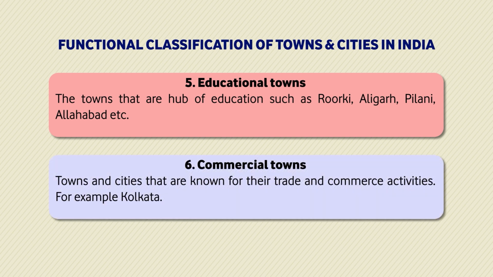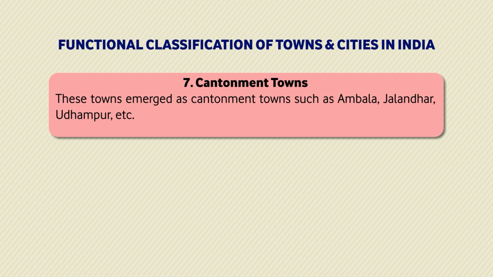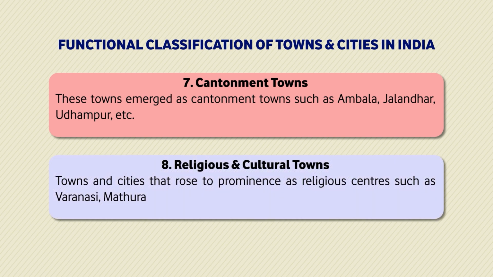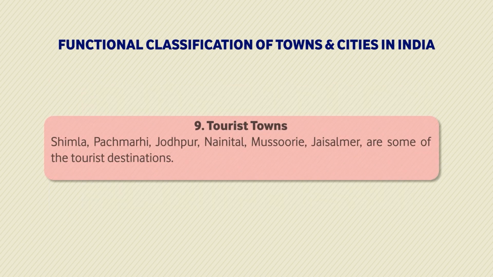Commercial towns which are known for their trade and commerce like Kolkata. Cantonment towns which have cantonments like Ambala, Jalandhar, Udhampur, etc. Then religious and cultural towns which rose to prominence as religious centers such as Varanasi, Mathura, etc. And tourist towns where tourism is important like Shimla, Pachmarhi, Jodhpur, Nainital, Mussoorie, and many more. Coming to the rural settlements.